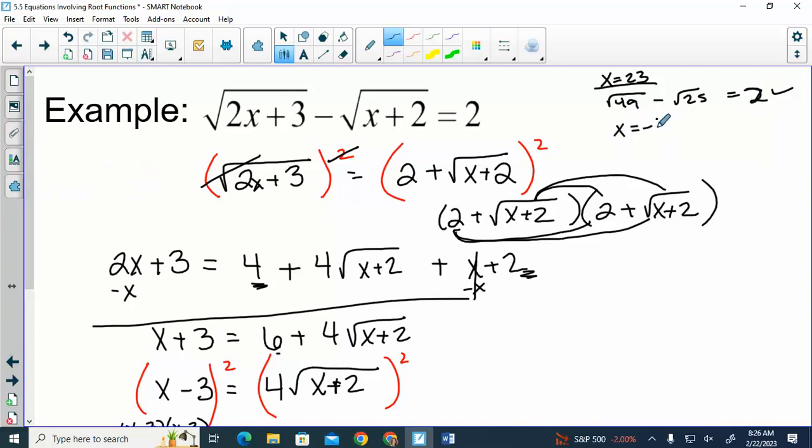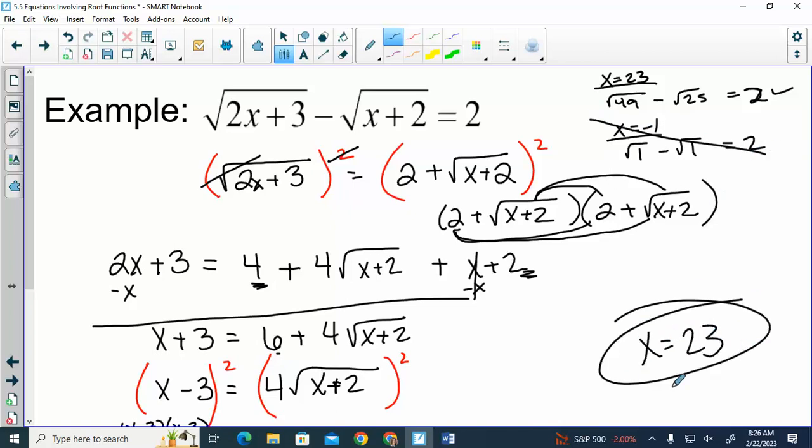You get the square root of 1 minus the square root of 1, does that equal 2? No. So 23 is the only answer. All that work is for one solution. I know, it's a lot of work. Alright, is that okay? We probably need to do another one of those. Do you want to try it on your own first?